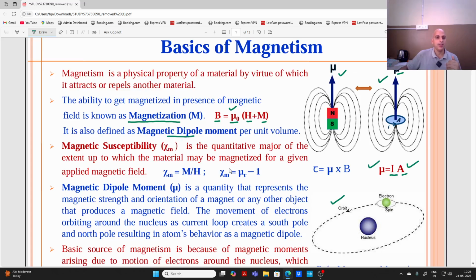M, magnetization, right? Magnetic susceptibility, right? It is the quantitative measure of the extent up to which a material can be magnetized, and mathematically it is represented as chi is equal to M upon H. M is the induced magnetization and H is the applied magnetic field, right? So these are the two important quantities: magnetic field induction and magnetic susceptibility, right? Normally, you know very well, we write B is equal to mu naught H. Why? Because we ignore the induced magnetic dipole moment, the magnetization.